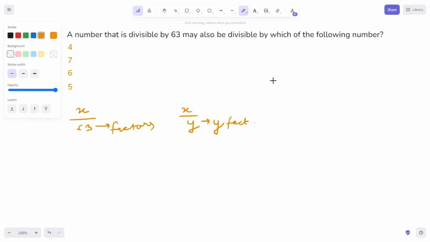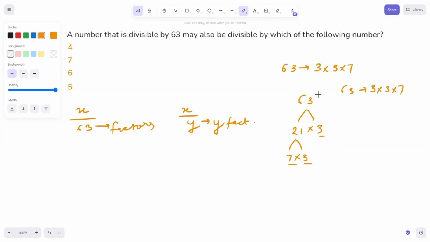Now let's check how many factors of 63. What are the factors? We will do prime factorization, and it will become 3 into 3 into 7. So we can find it out by prime factorization: 21 into 3, and this is a prime number, so we can't further divide it. So 7 into 3. So we have the prime factorization of 63: 3 into 3 into 7.